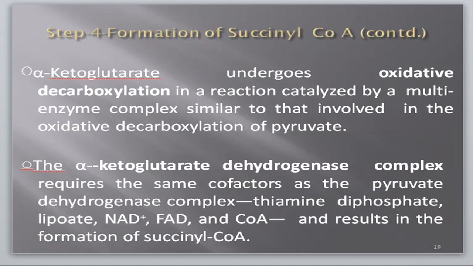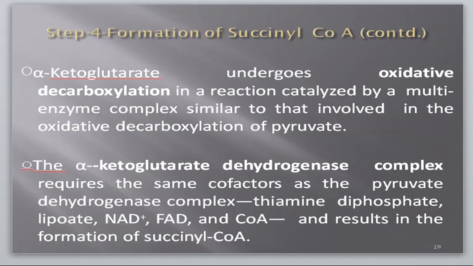Alpha ketoglutarate undergoes oxidative decarboxylation in a reaction catalyzed by a multi-enzyme complex similar to the pyruvate dehydrogenase complex. Pyruvate dehydrogenase plays an important role in converting pyruvate into acetyl CoA molecule to start the TCA cycle. Alpha ketoglutarate dehydrogenase plays an important role in the intermediate steps of the TCA cycle, and its structure resembles the pyruvate dehydrogenase as they do the same job, that is dehydrogenation. Both of them require the cofactors thiamine, NAD, FAD and coenzyme A.